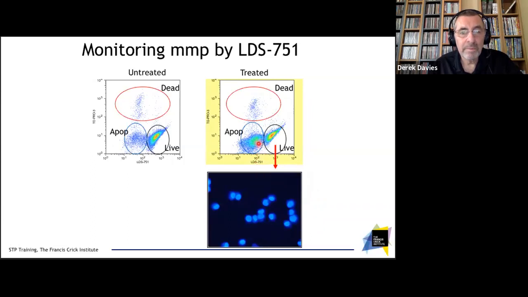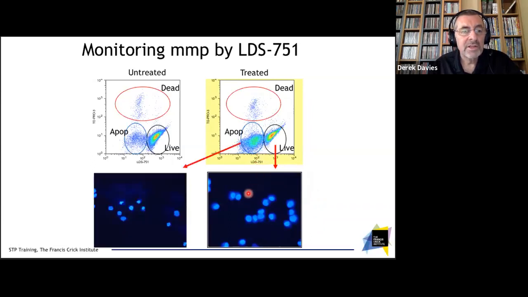If I sort this population onto a slide, I see a very different morphology. I see the sort of morphology I expect from apoptosis. I'm getting punctate staining, marginalization of the chromatin, exactly what I'd expect from an apoptotic cell. So it is always useful to do this if you have the chance, and if you want to convince yourself of what is actually happening to your cells. Because remember, the thing that we don't get on a flow cytometer is a picture of the cell.